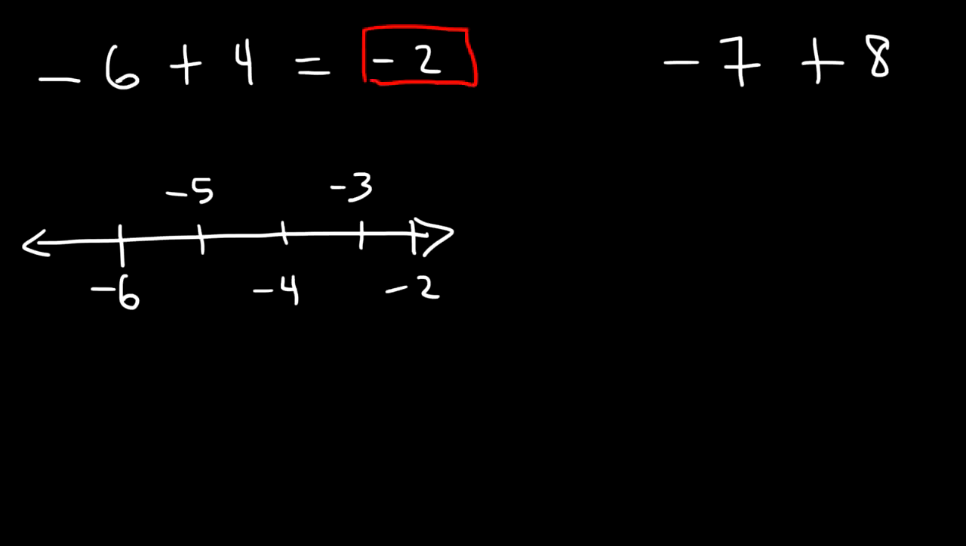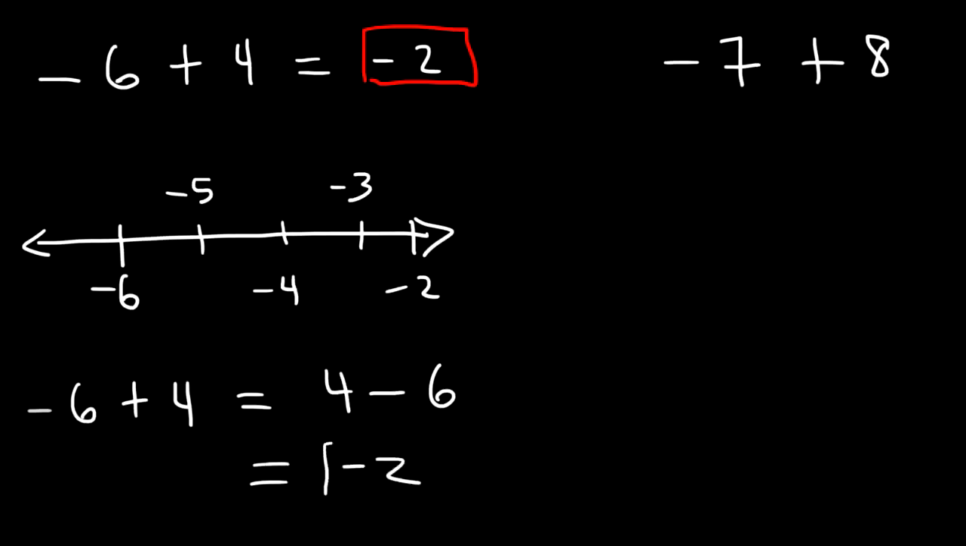By the way, you can reverse the numbers if you want. Negative 6 plus 4 is the same as positive 4 minus 6. But you don't have to put the positive in front. Now 4 minus 6, intuitively, you can see that this is going to be negative 2.